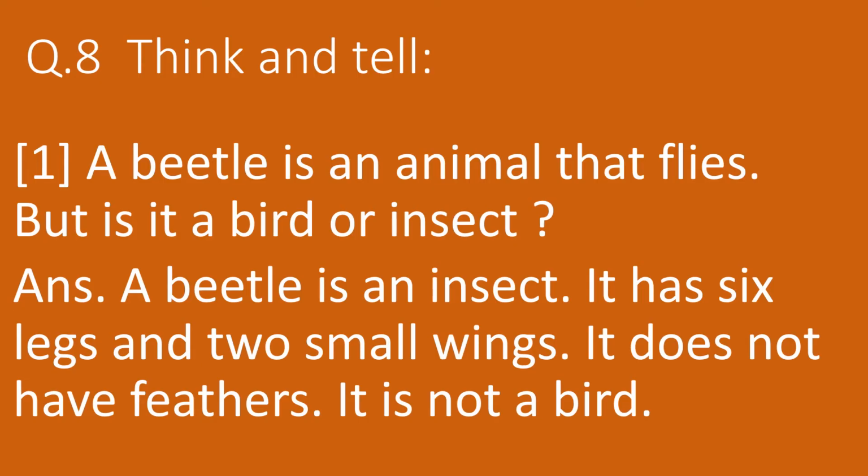Now question number 8. Think and tell. First question. A beetle is an animal that flies. But is it a bird or insect? Answer. A beetle is an insect. It has 6 legs and 2 small wings. It does not have feathers. It is not a bird.